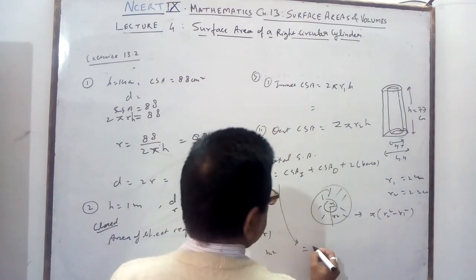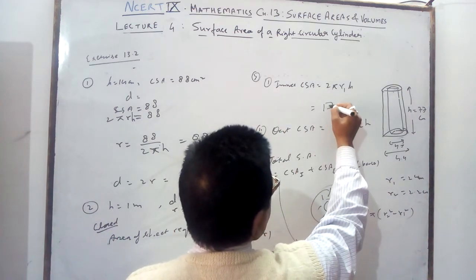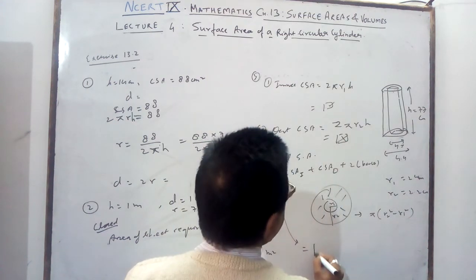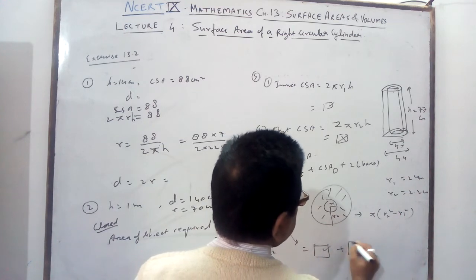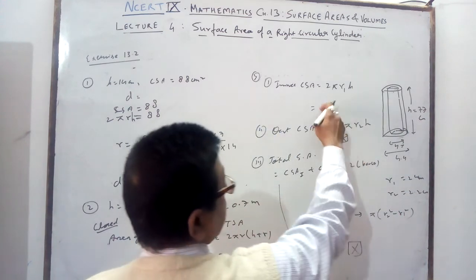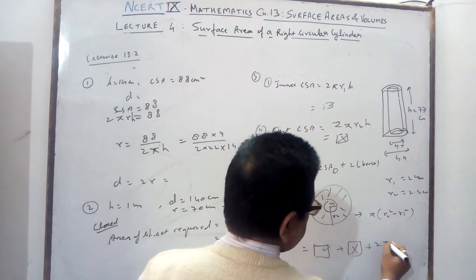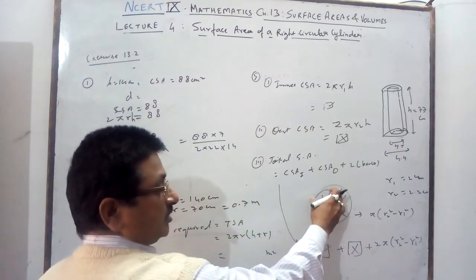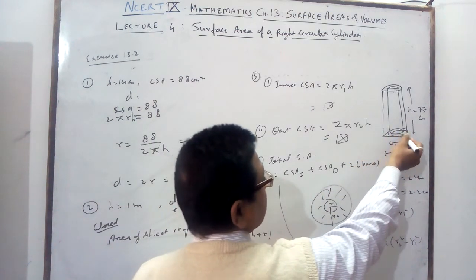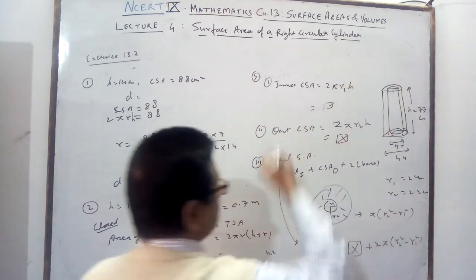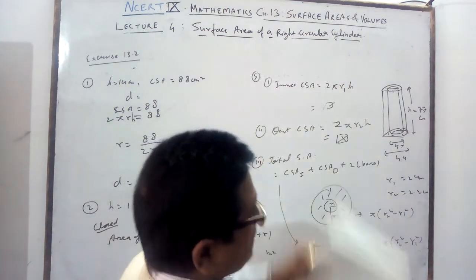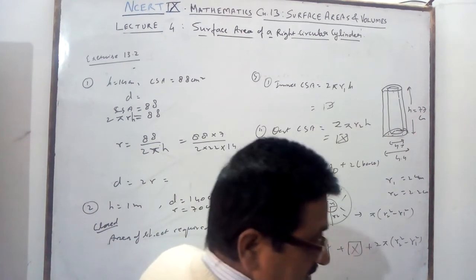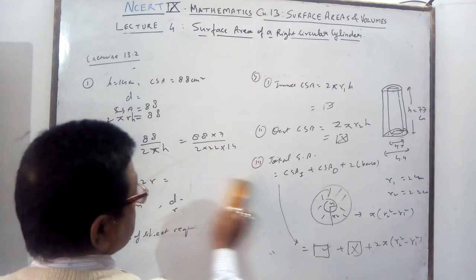CSA inner first, from here you get, and from here you will get the outer. So you will write this plus this, whatever sign I have put, you calculate, plus twice of pi R2 square minus R1 square. Outer circle minus inner circle, this area will also be added. Then you get the total surface area: inner, outer plus ring. So it is a very common question. Question number 3 you have finished. Put the values and get your answer.